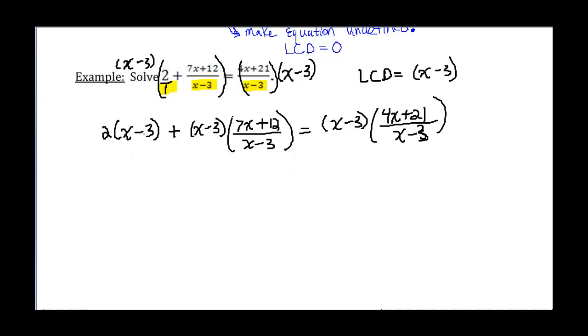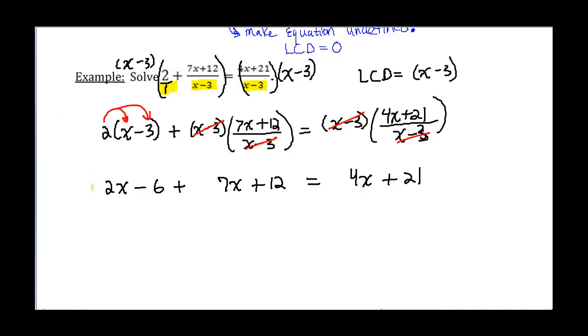Now I'm going to use the distributive property here. When I use my distributive property, I get 2x minus 6. On the second term, the x minus 3's cancel, so we're left with just 7x plus 12. On my right-hand side, the x minus 3's cancel as well, and we're left with 4x plus 21. What's nice here is that we no longer have any fractions, so we've cleared our fractions. Also, if you notice, this equation is now linear.